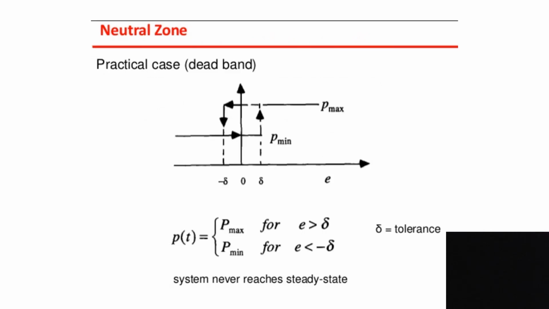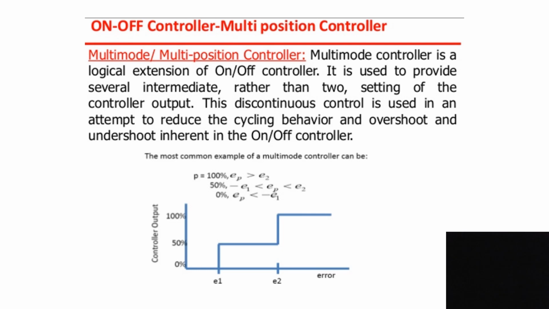In practical cases you will have a dead band. This is a biased relay, where you have some dead band, and it is going to remain on after that particular tolerance band and remain off beyond the tolerance band. The drawback of the on-off controller is that it can operate only in two positions.